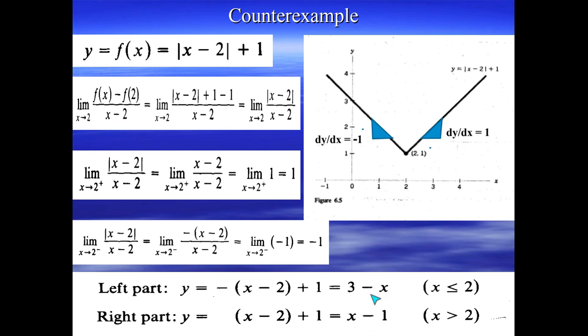You see, the derivative of this part is 1 and this part is minus 1, as we see from the graph as well. Therefore, this function is continuous at the point (2, 1), but it has no derivative there. It's not differentiable.